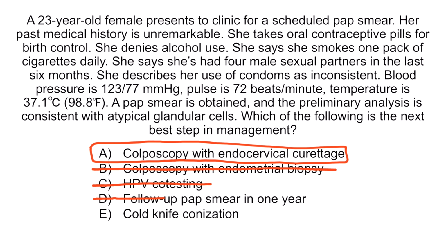Option D, a follow-up pap smear in 1 year, is incorrect because this patient needs a colposcopy now to better assess her risk of cervical cancer. Lastly, option E, cold knife conization, is incorrect because this patient first needs a colposcopy with appropriate biopsies to determine the extent of her cervical intraepithelial neoplasia. As such, it is too early to know whether this patient would benefit from cold knife conization or not. This concludes our lecture on cervical neoplasia.